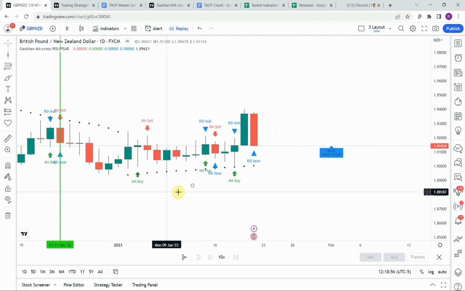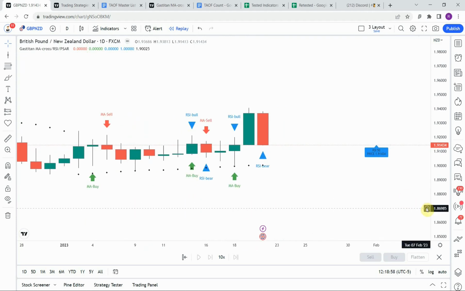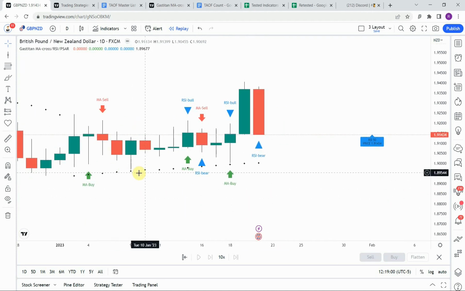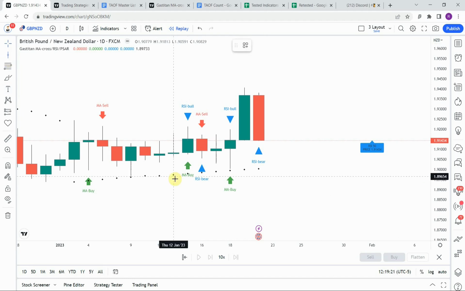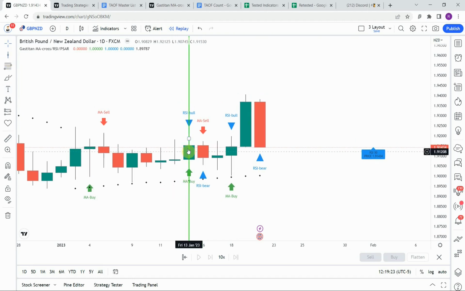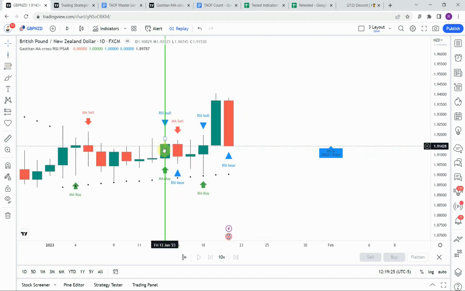On the opposite side here, again, the parabolic SAR being below price action, we are looking for long trade signals, and therefore we are looking for when we get the RSI bull and the MA buy on the same candle, with that parabolic SAR being in the bullish position as well. And so our entry, or our signal candle, would have been here.